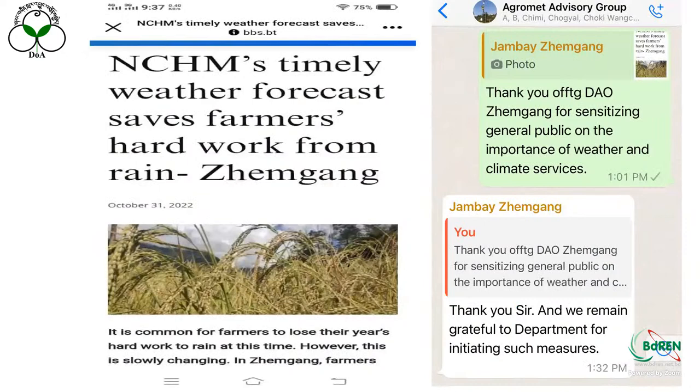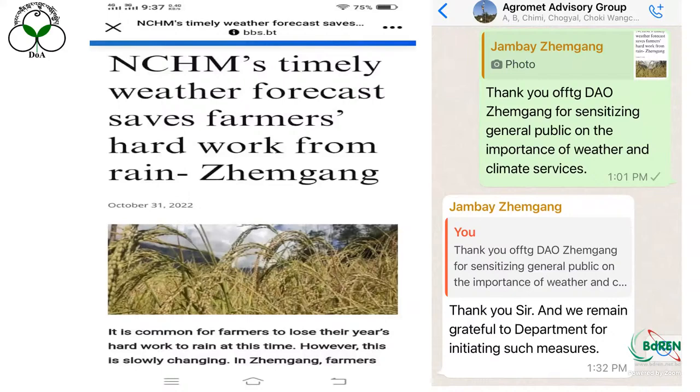So the information was relayed to all the district agriculture officials as well as the block level agriculture officials, and particularly in one of the districts, the national media reported that because of the timely intervention from the National Met office as well as from the Department of Agriculture, the farmers avoided harvesting of the crop during the rainy season, and that itself saved the farmers' hard work from damage.